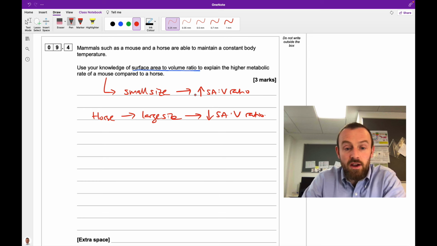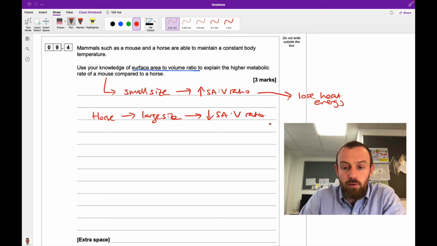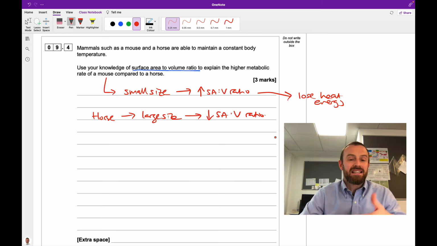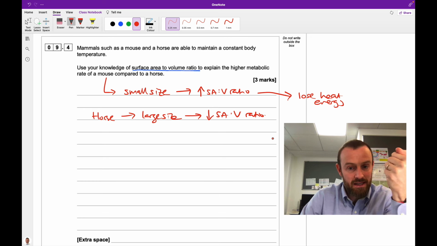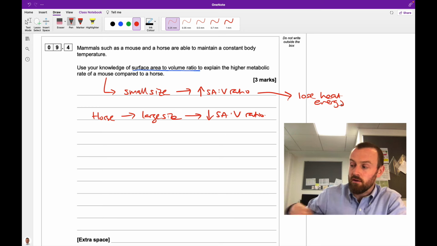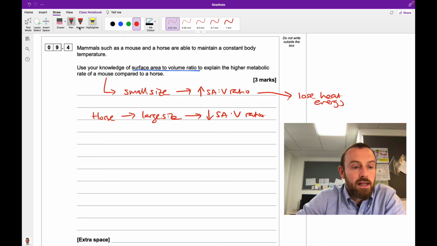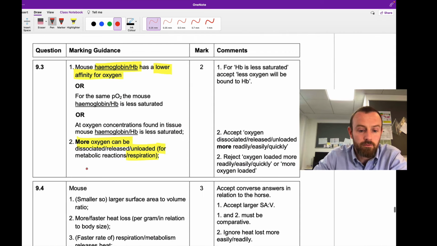And then we need to talk about, with higher surface area to volume ratio, we're going to lose heat energy rapidly. And with a lower surface area to volume ratio, we're going to retain more or lose less heat energy compared to the horse per gram of body mass. So the higher metabolic rate of the mouse is because metabolic reactions need to run very quickly to maintain body temperature. Okay, let's check to see what language we need to use.